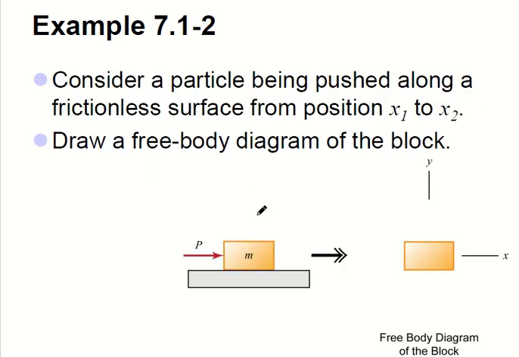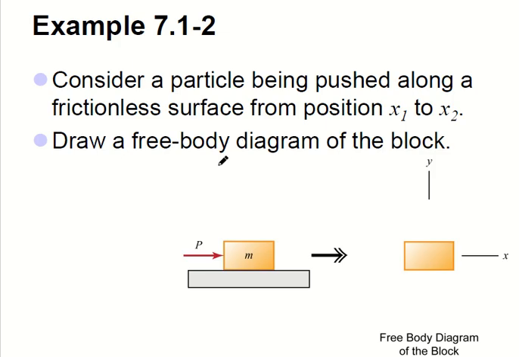This is your example 7.1-2. You only have to listen and I'm going to go over that. Here we have a particle, and that particle is being pushed along a frictionless surface, meaning we don't care about friction, so just get rid of one force acting on that particle. I don't like this diagram because it shows the particle like a rigid body, like a block. It's okay, we just take it as a particle mass, and it's going to go from position x1 to x2.